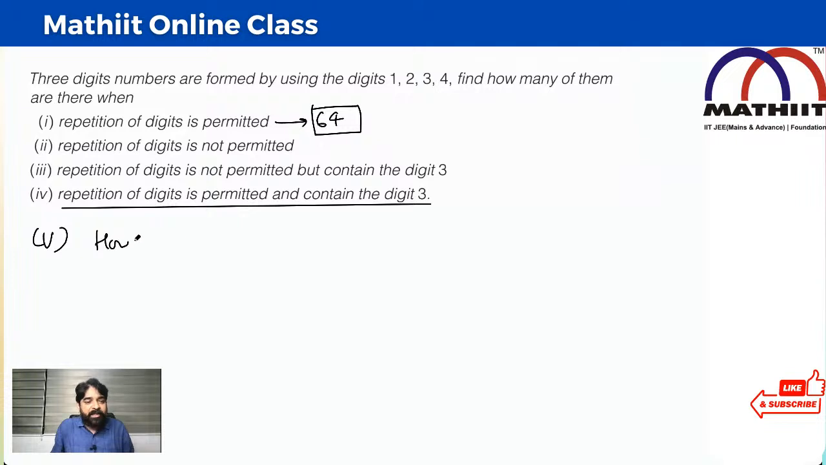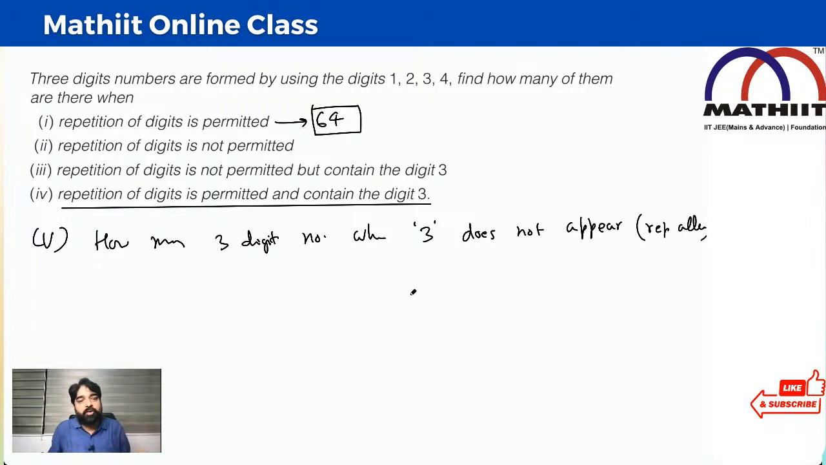How many 3-digit numbers where 3 does not appear? Repetition allowed. Think about this question's answer. Forget all four previous questions. How many 3-digit numbers are possible where the digit 3 should not appear?